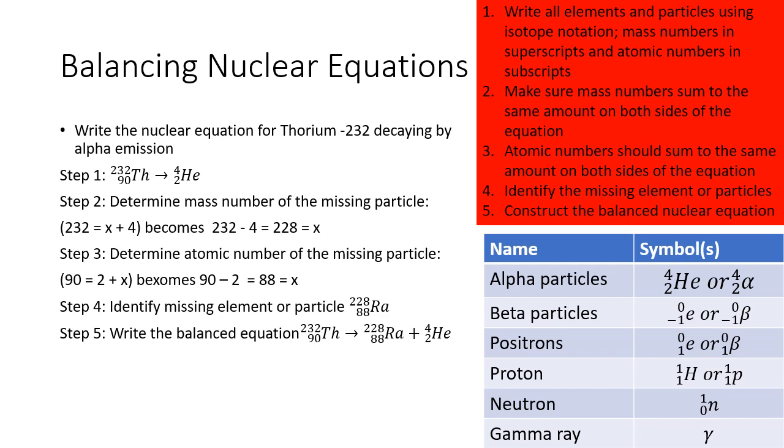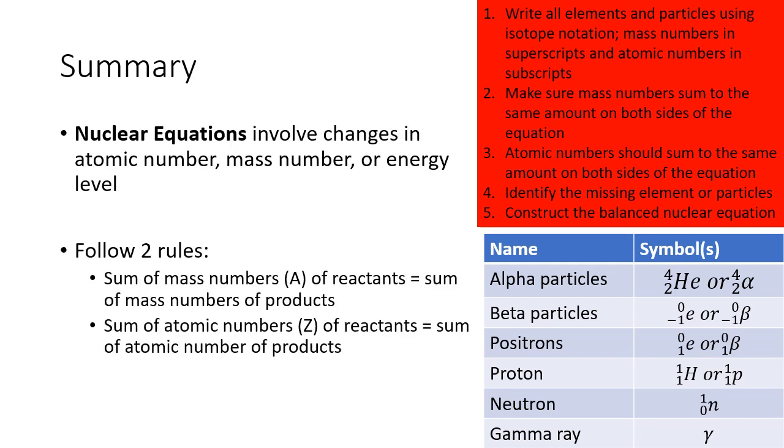Let's summarize. Nuclear equations involve changes in atomic number, mass number, or energy level. We're going to follow two rules. The sum of mass numbers in the reactants is equal to the sum of mass numbers in the products. The sum of atomic numbers of the reactants is equal to the sum of the atomic numbers of the products.